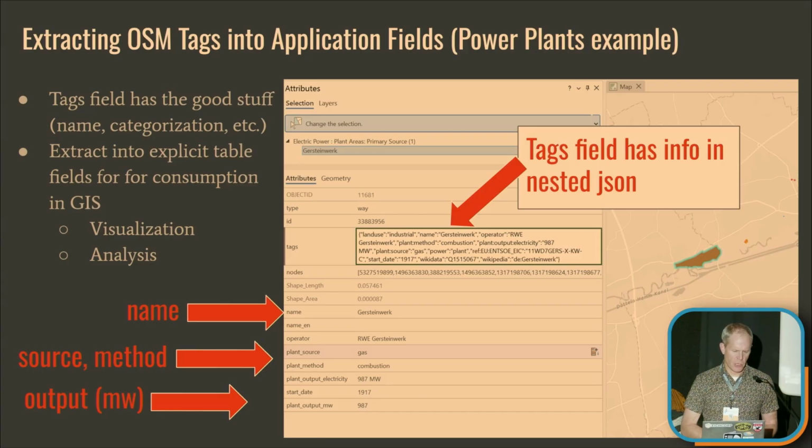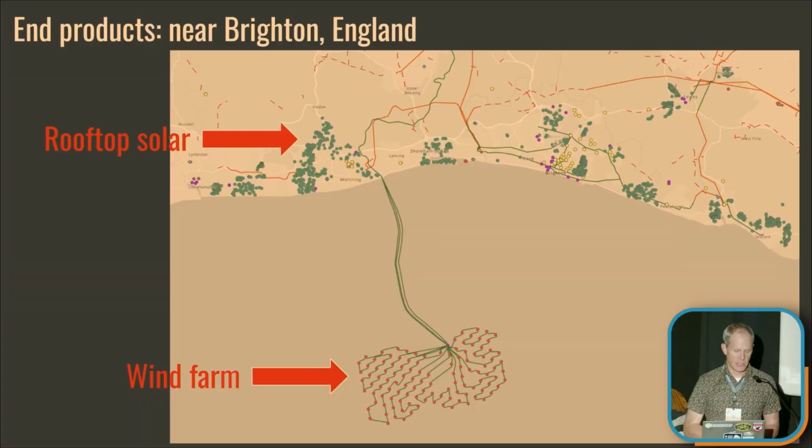The attribution all comes through in a nested JSON field. This tags field that's highlighted in the square is where all the good stuff is. Not only the categorization of that power plant as a power plant, but its source: it's a gas power plant, a combustion process gas power plant, it has certain megawatts, and even the names are in there.